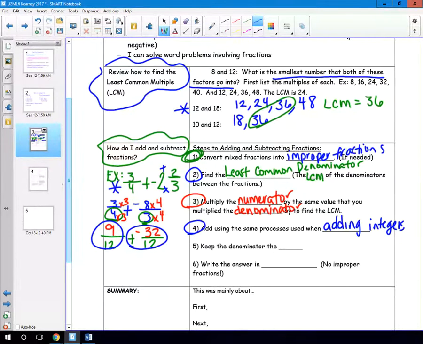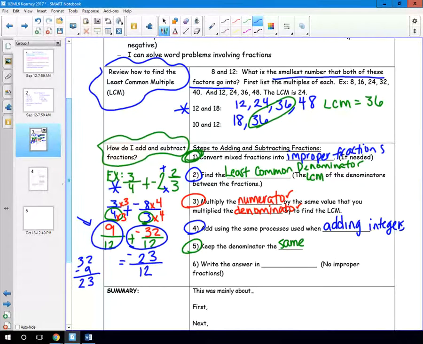So since the signs are different, what am I going to do? I'm going to subtract. So I'm going to say 32 minus 9, and 32 minus 9 is 23. So now I'm going to have 23 over, and my next step is we want to keep the denominator the same. So what was my denominator? It was over 12, so I'm going to keep it. And then I've got to make sure I pay attention to my sign. So I'm going to go back up and I'm going to say, did I have more positives or more negatives? I have more negatives. So my answer is going to be negative 23 over 12.